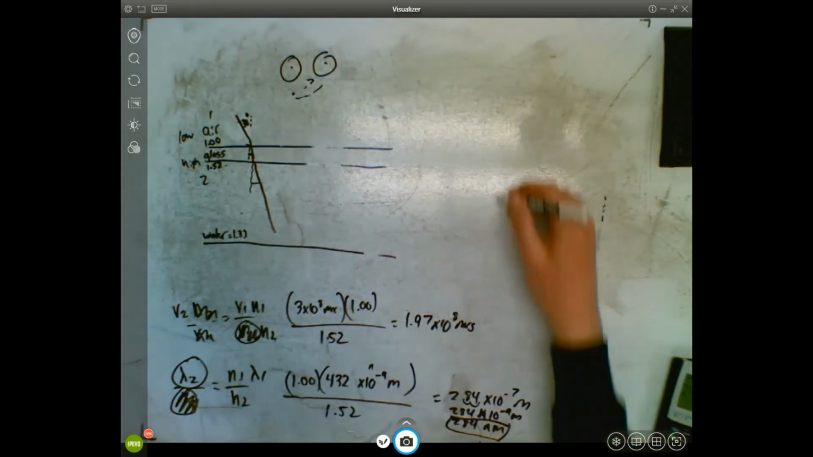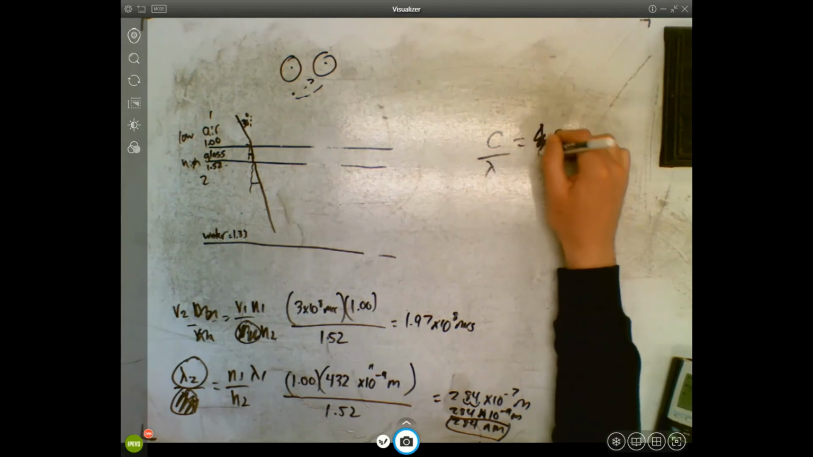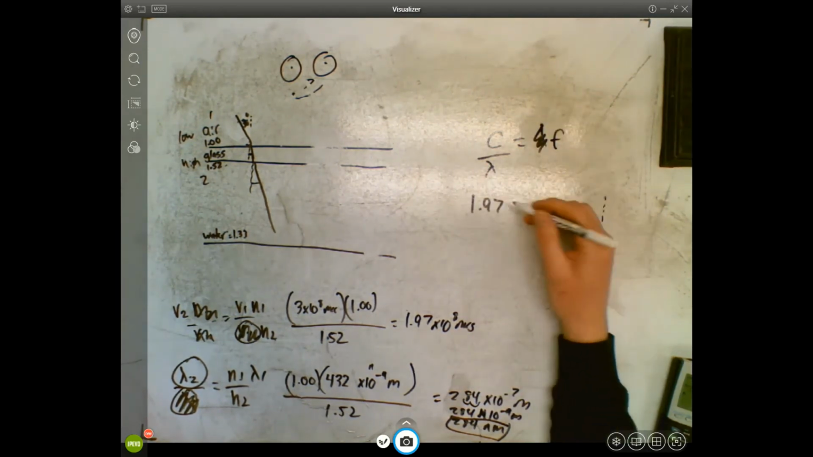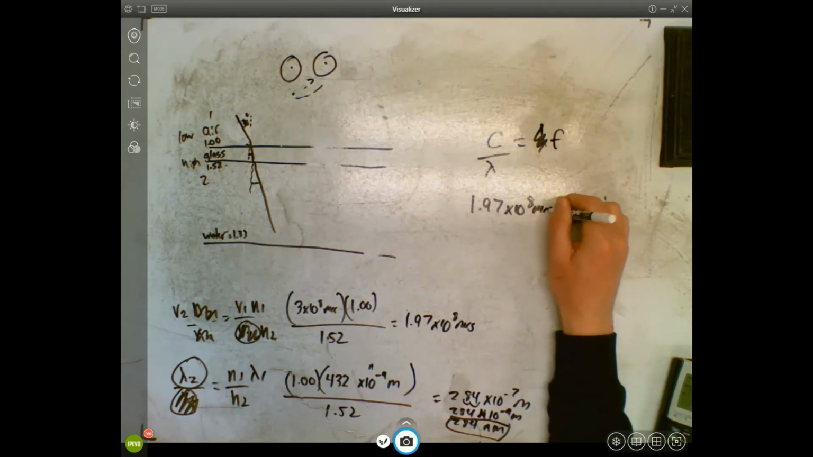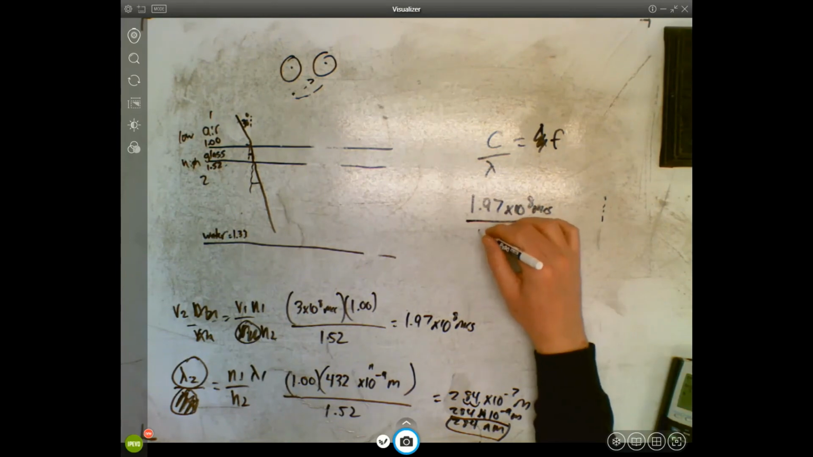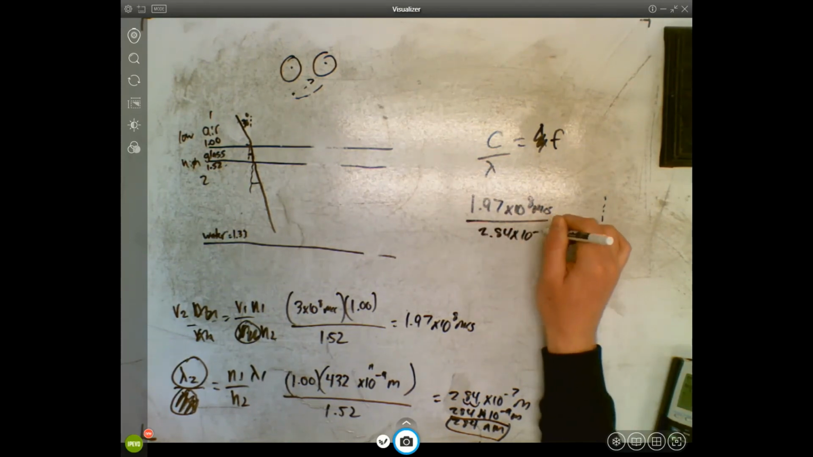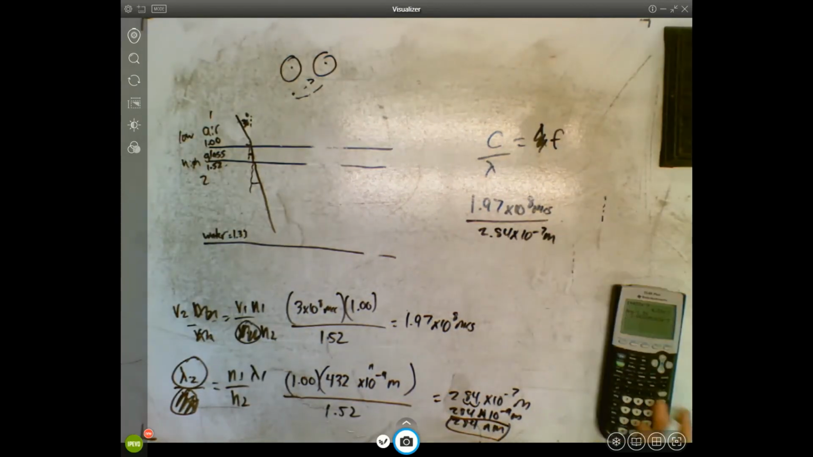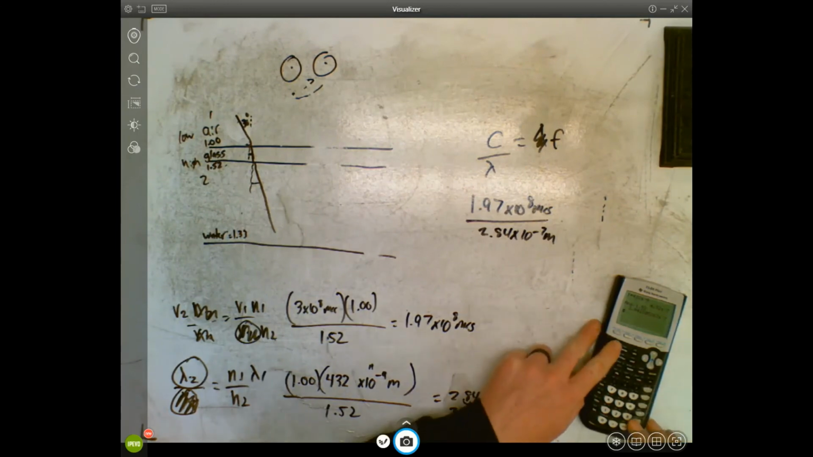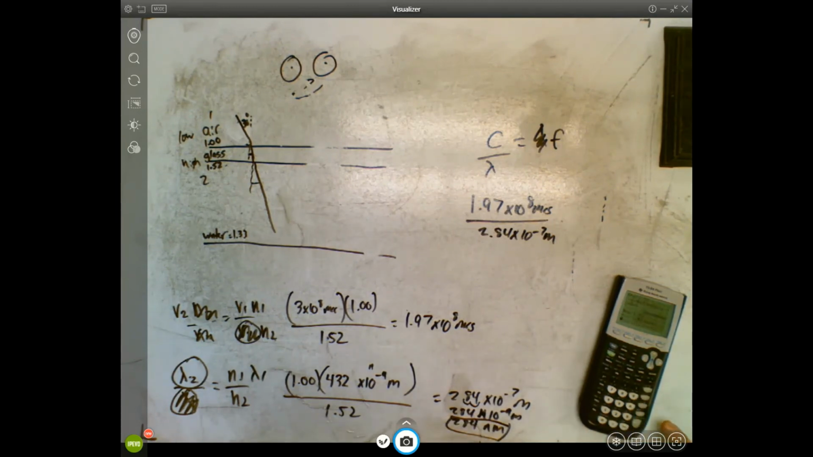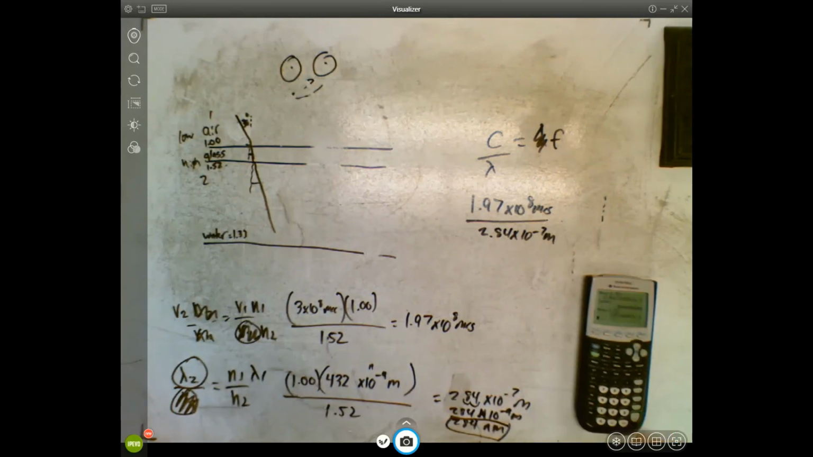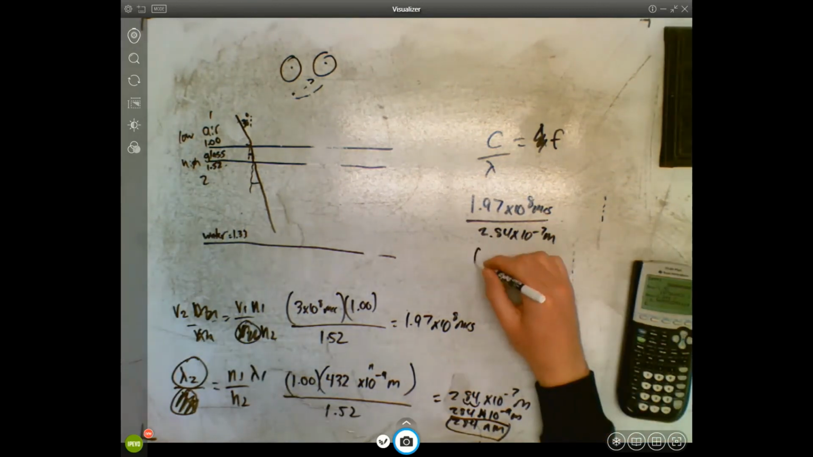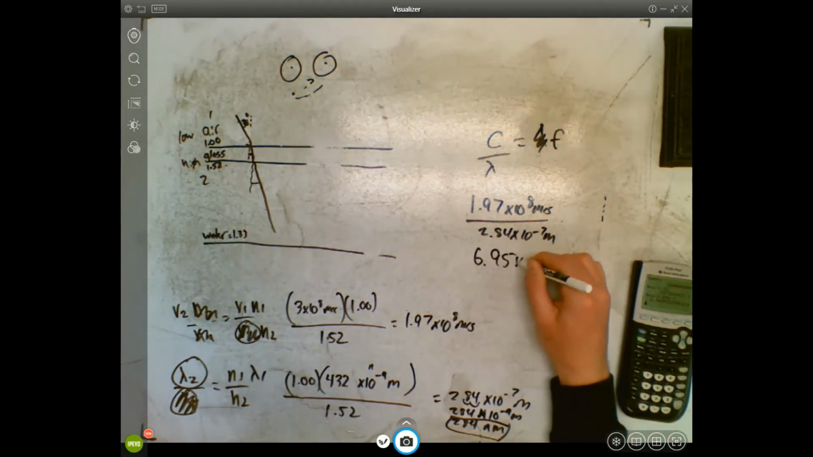So what we can use is c equals lambda f. And we can use our speed of light in the glass, which is 1.97 times 10 to the 8 meters per second. And then we can use 2.84 times 10 to the negative 7 meters. So that's our speed and that's our wavelength. I just want to use a full answer. So this is my speed, and then I divide it by the wavelength, and I get 6.95 times 10 to the 14 hertz.